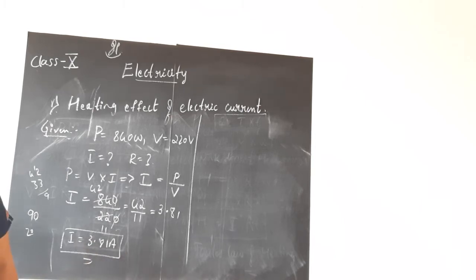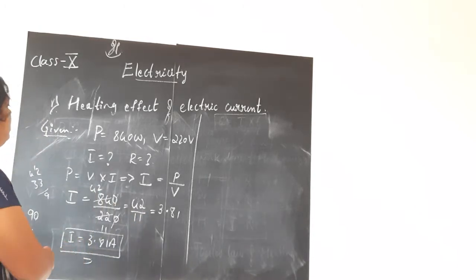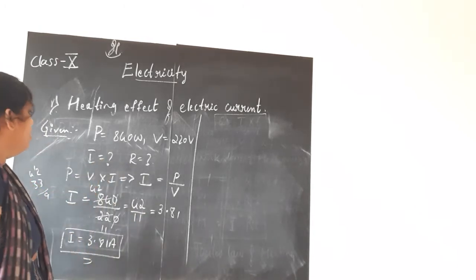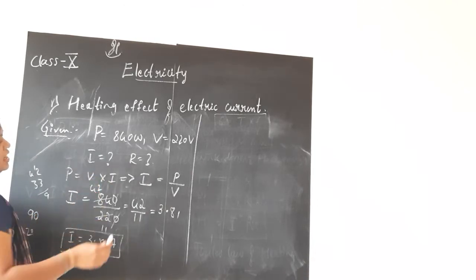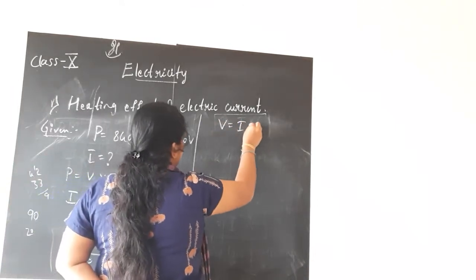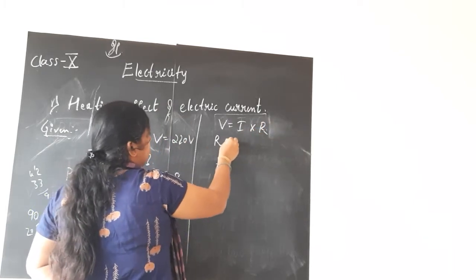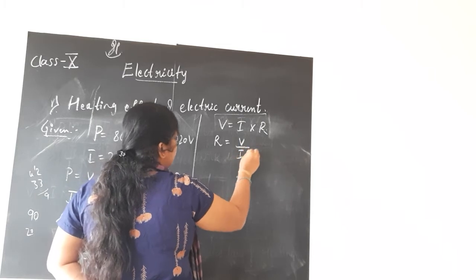I is 3.81 ampere. If you just find the current, is it enough? No, we need to find the resistance also. Once we know the voltage and the current, thanks to Ohm's law, what is it? V is equal to I into R. Here we need to find R. What is R? It is V divided by I.